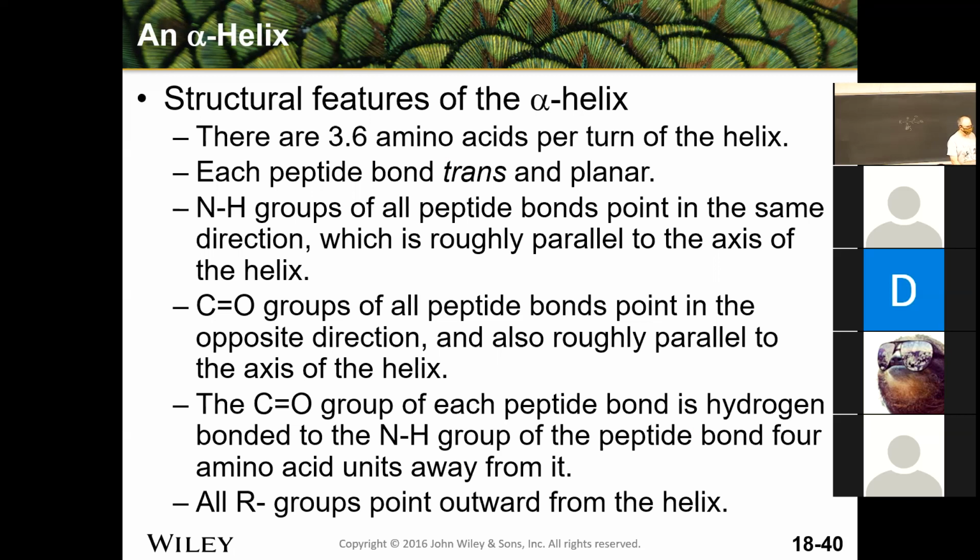The CO double bond group of each peptide bond is hydrogen bonded to the NH group of the peptide 4 amino acid units away from it. Okay, and then all R groups, or side chains, point outward from the helix.